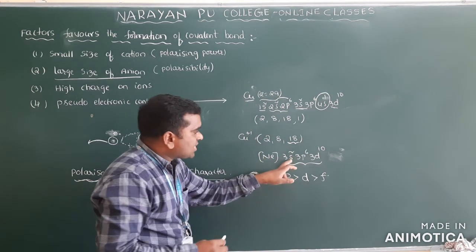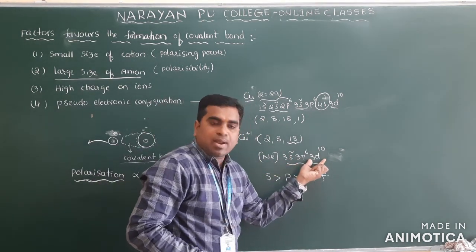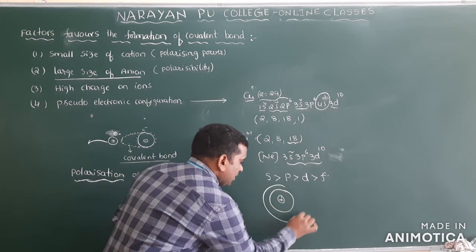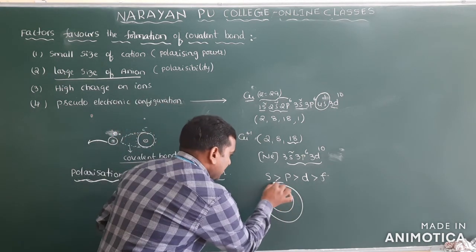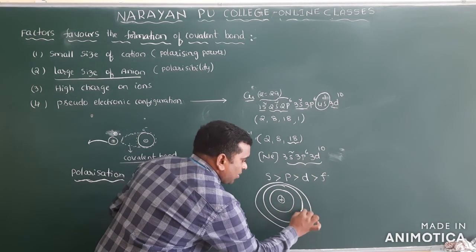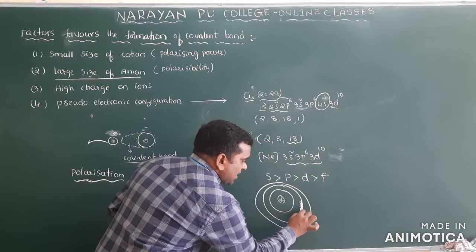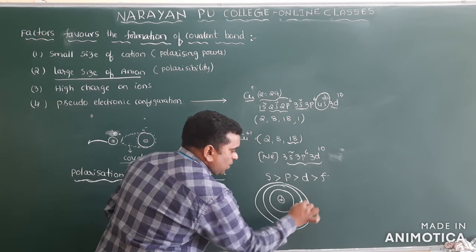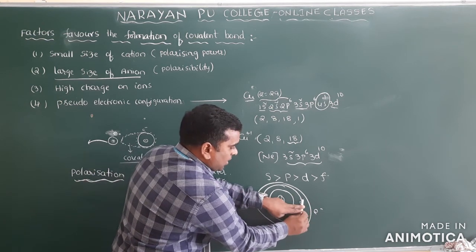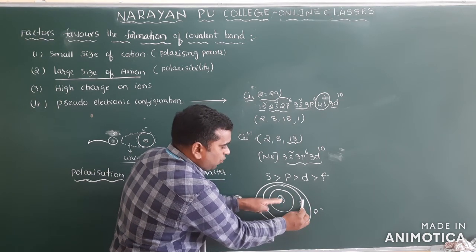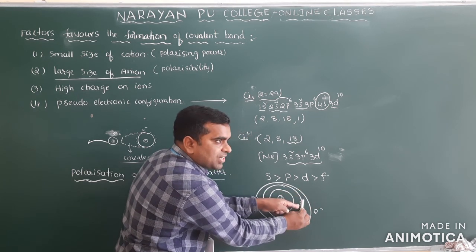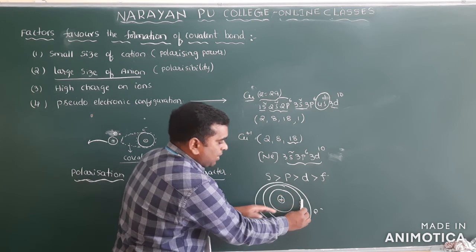So in this case, what happened? What is the last orbital here? D orbital. This is simple. This is the nucleus. Suppose this is the nucleus and the shells are there. S orbital and p orbital electrons are there, and here the outermost electrons are there. Now these electrons protect the outermost electron from the nucleus, because the nuclear force on the outermost electron becomes less because of the shielding effect of the electrons present in the s and p orbitals.